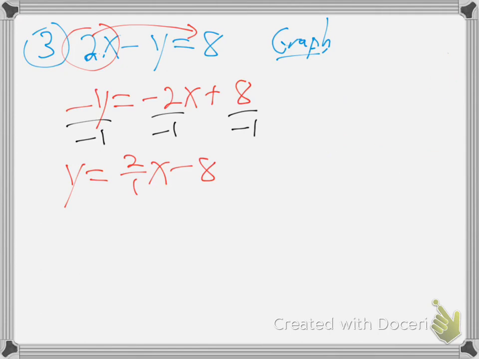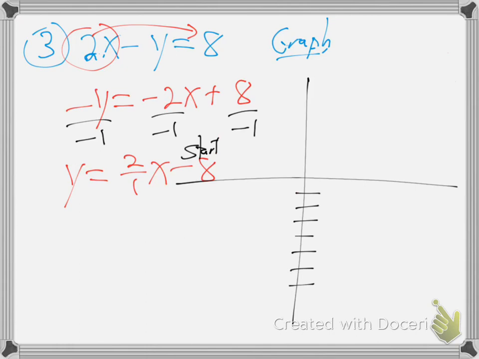So when we graph it, where do we start? Yeah, start at the -8. 1, 2, 3, 4, 5, 6, 7, 8. Right there at -8. It's the first dot. Where do we go from there? Yeah, we go rise over run. So go up 2, over 1. Connect the dot. Whoops, mine's a little shaky there. There it is. There's our line.